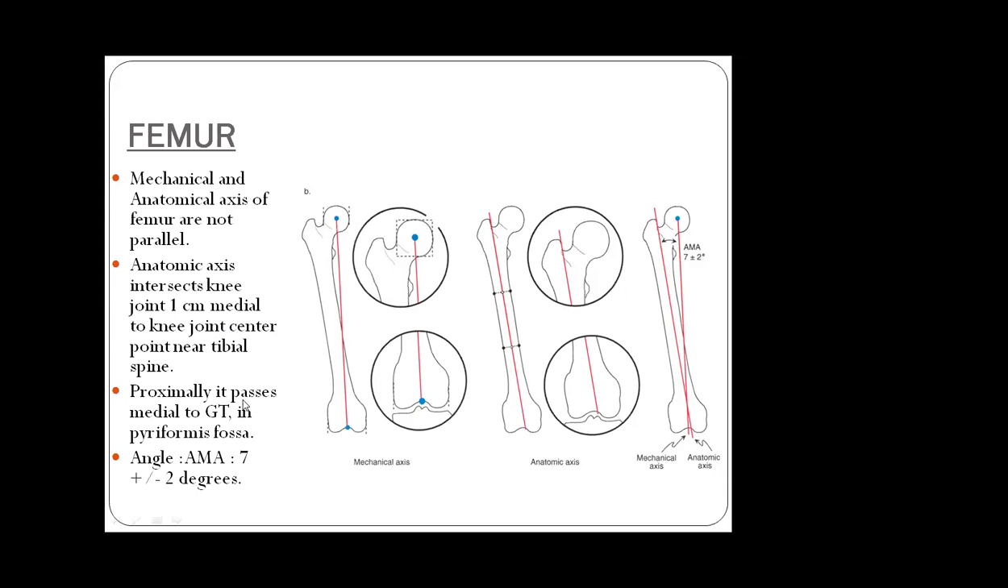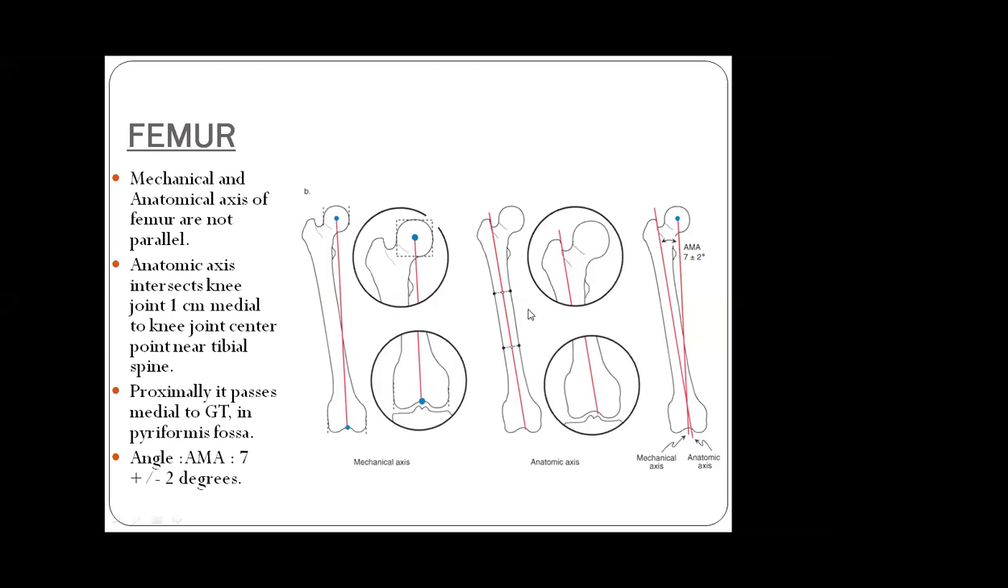Proximally, the anatomical axis of the femur passes medial to the GT in the piriformis fossa. As you see in the first diagram towards my left, first is the mechanical axis, which is drawn from the center of the hip joint to the center of the knee joint. I'll tell you later how the center points of the joints are identified. So this is the mechanical axis of the femur.